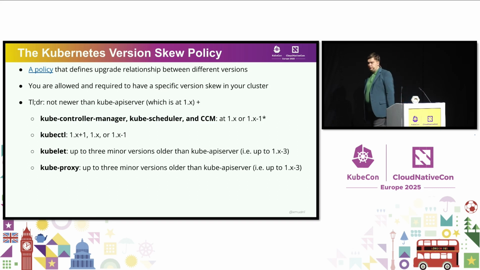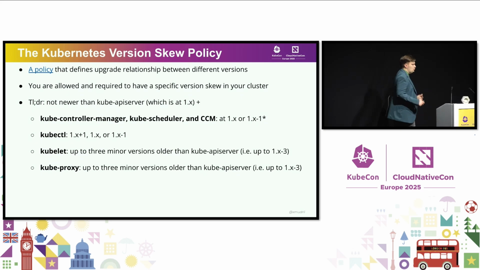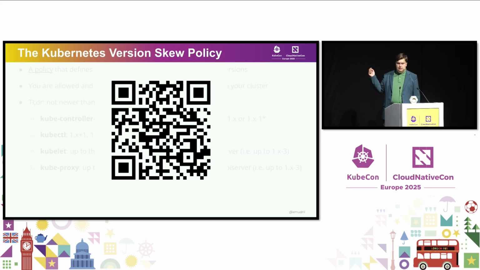And kubelet and kubeproxy allow that they are 3 versions older, 3 minor versions older than Kube API server. So this is something to keep in mind, and if you're interested, you can scan the QR code.